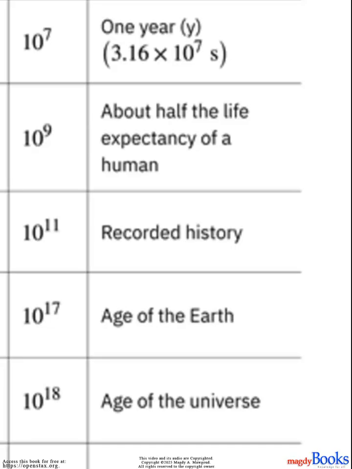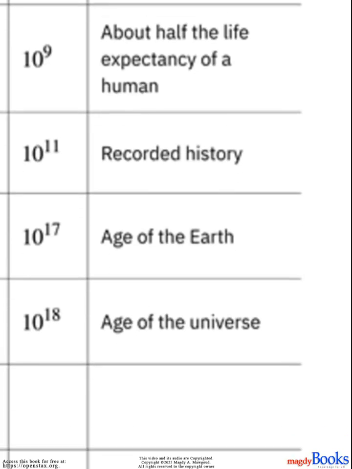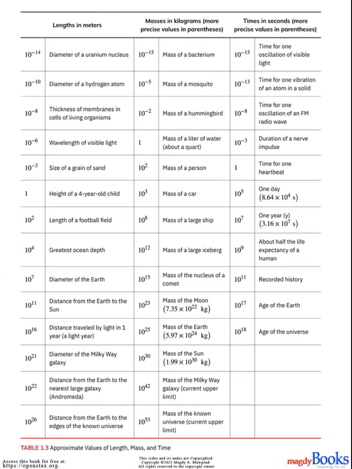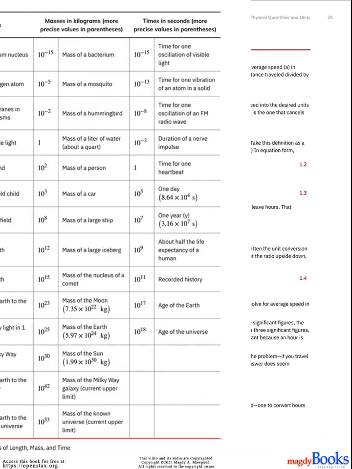11. 10 to the power of 11, recorded history. 12. 10 to the power of 17, age of the Earth. 13. 10 to the power of 18, age of the universe. Table 1.3, approximate values of length, mass, and time.